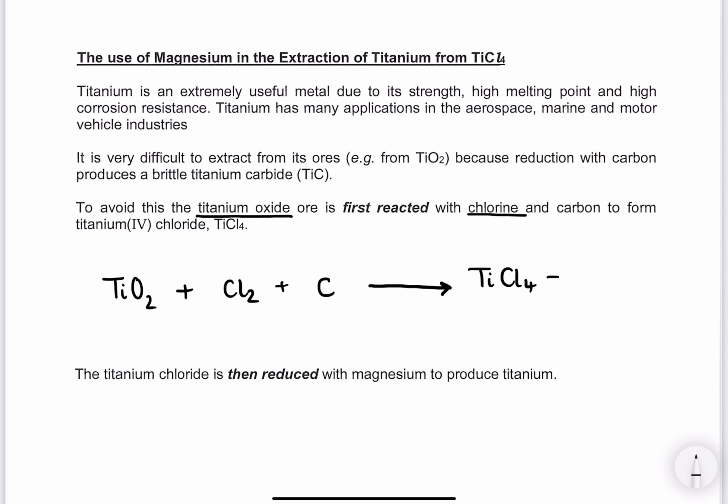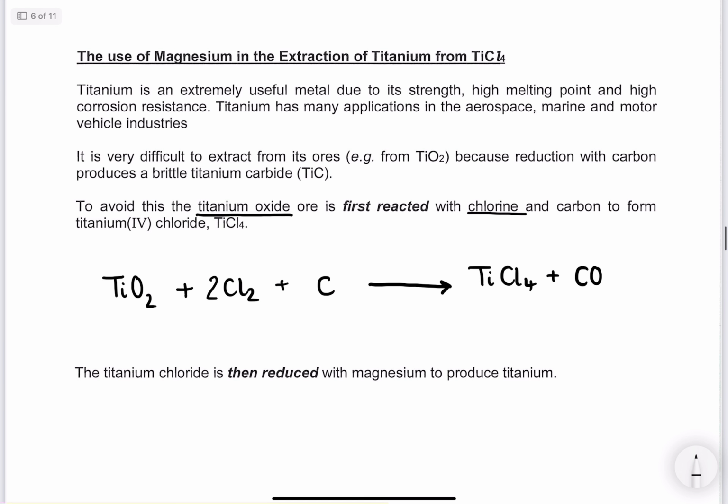We then need to remember the other product of this reaction, and the other product of this reaction is carbon monoxide, not dioxide, so carbon monoxide. Then we're going to balance this equation, so 1 titanium, 1 titanium. We've got 4 chlorines, so we need 2 Cl2s. If we have 2 Cl2s, we can see we've got the right number of chlorines, but we've got 2 oxygens, so we'd have 2 COs, which is 2 carbons.